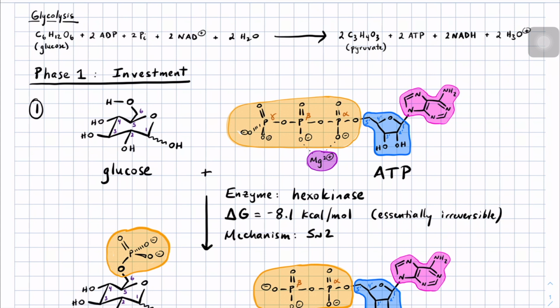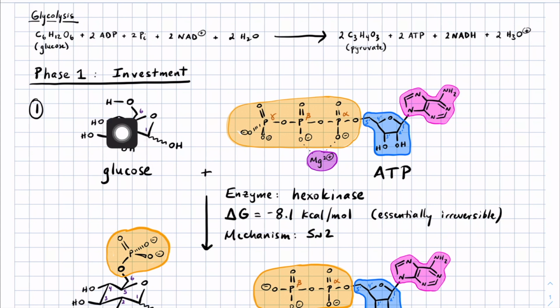So in the first few reactions, we're investing high energy molecules in the process. So we're actually going to consume a couple molecules of ATP, and we need to do that in effect to supercharge our glucose molecule so that the rest of the reactions can proceed without a lot of trouble. In our first reaction, we're going to take glucose.